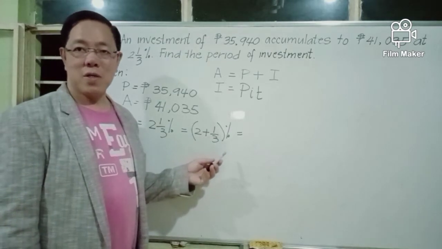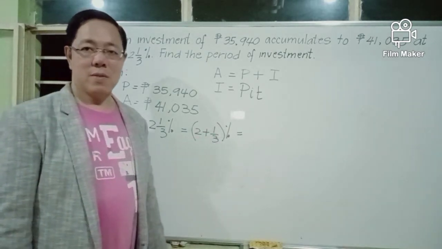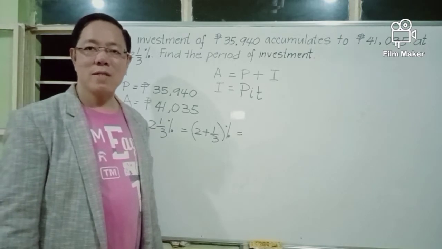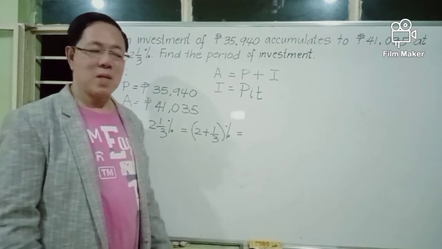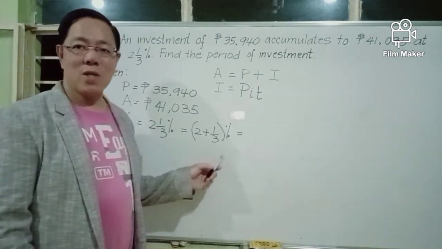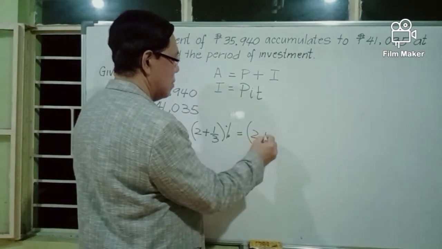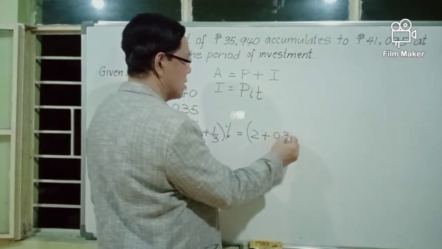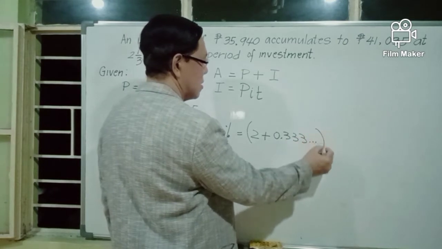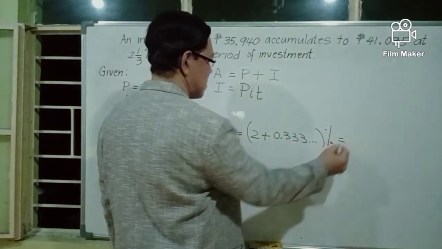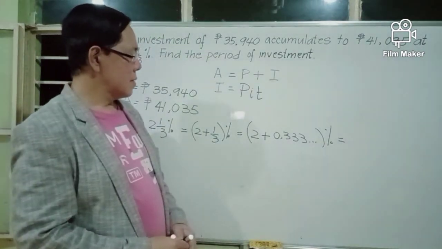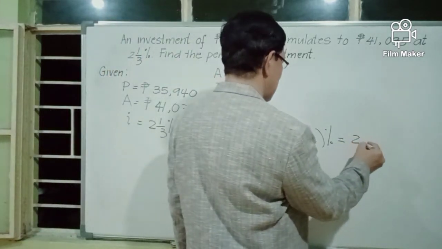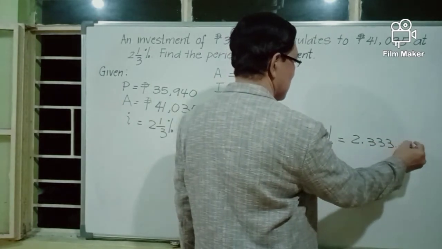And for 1/3, you may use your calculator. If you divide 1 by 3, you get a repeating decimal number, which is equal to 0.3333. The digit 3 is repeated without end. So 2 plus 1/3 is equal to 2 plus, using your calculator, 1 divided by 3, which is 0.3333 without end, percent. And 2 plus 0.3333 gives us 2.3333 without end percent.